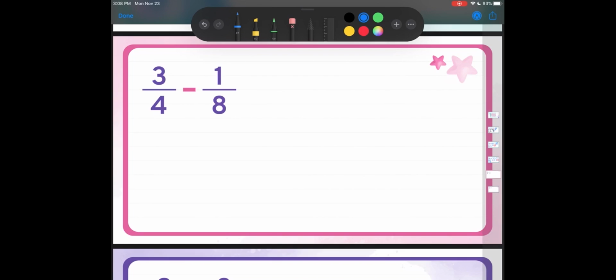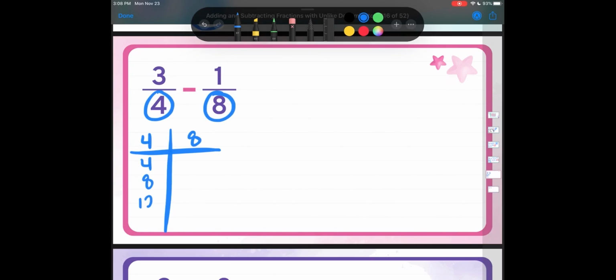All right, let's look at another one. We've got a subtraction problem where we've got 3/4 minus 1/8. Y'all know the drill by now. We can't subtract these, right? Because they have different denominators. I've got one denominator that's 4, one denominator that's 8. I need to find their least common denominator to turn both these fractions into new fractions.